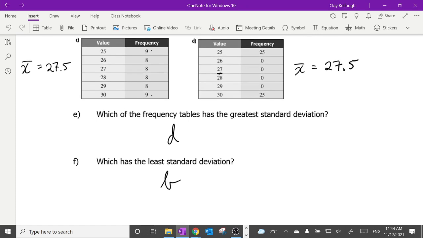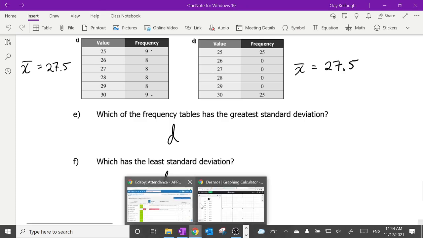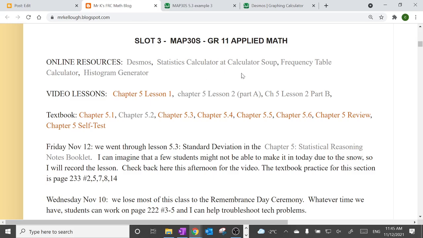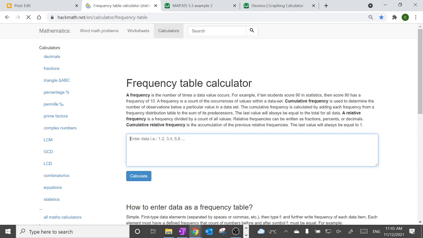And I actually did run these just to make sure that I had it right. I did find the standard deviations, and I'll show you how to run this. Remember, frequency tables are not something Desmos is particularly great at. So I would do this one using the frequency table calculator. So again, go to our blog. Remember, they're all listed on the blog. Go to the frequency table calculator.